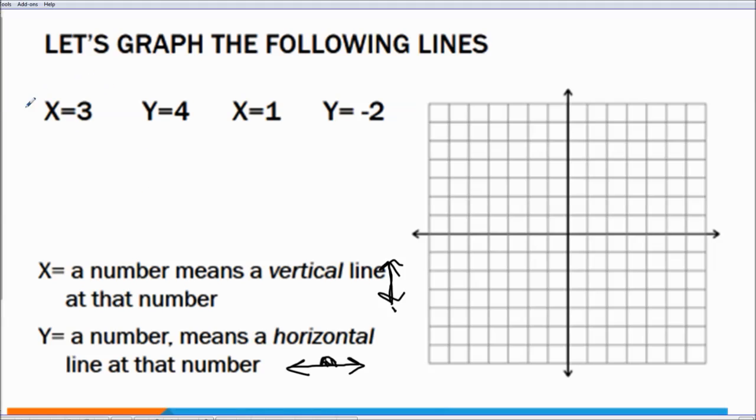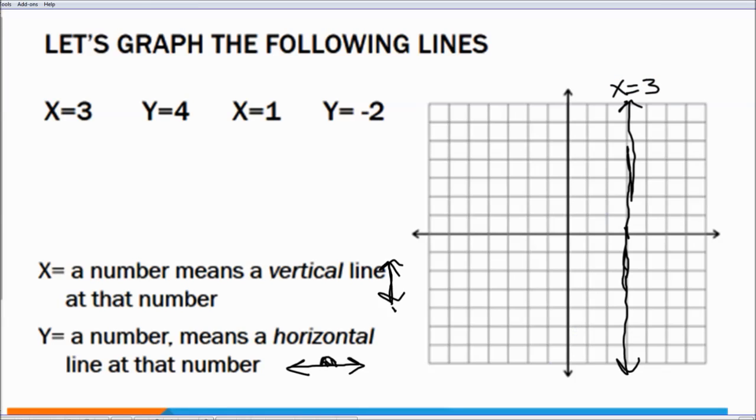So let's practice. Let's go over x equals 3. X equals a number means a vertical line. And so I'm going to go to where the x value is 3. That's 3 units to the right. 1, 2, 3. And so there's going to be a vertical line right here. And I'm going to do my best to draw it. I'm not very good drawing on here yet, but I'm going to do my best, and you should be drawing this with me. And so there is my line, x equals 3.